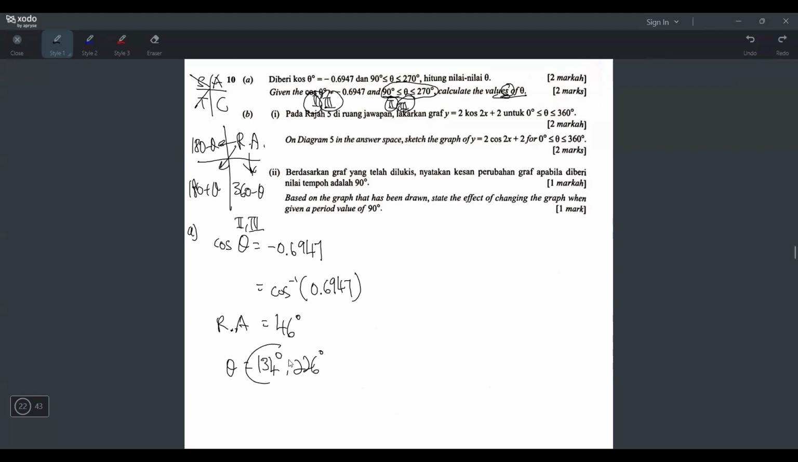So I repeat one more time how you get the 134: 180 minus 46. The other one is 180 plus. And kenapa buat macam tu? Because I have to convert to quadrant 2, quadrant 3. That's the quadrant yang dia mau. Okay. Alright. Sudah siap soalan A. Now let's do B pula.